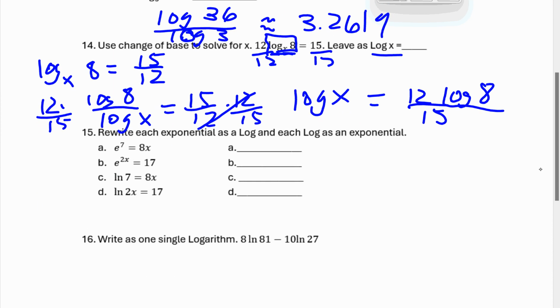And now switching these ones, going from into ln form, because base e means it's a natural log. So ln of e to the x equals 7. ln of 17 equals 2x. Vice versa, switching it back to exponential form. So that'd be e to the 8x equals 7. This would be e to the 17 equals 2x.